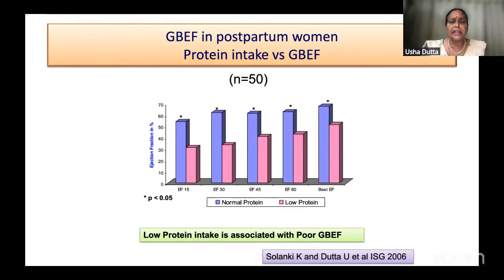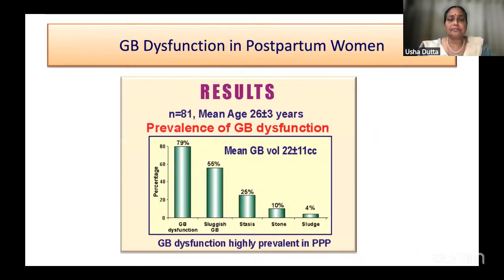If only people take fatty diet, which is very common in India, because fat is a cheaper source of energy than protein, and Indians being a large number being vegetarians, and even those who take non-vegetarian food can't afford non-vegetarian food on a regular basis, so they do have protein deficient state, and this may be one of the reasons why we are having more gallstones in our country for the amount of obesity which we are seeing, because there's an imbalanced nutrition. So this is a study which we did in postpartum women, and we found gallbladder dysfunction very common.